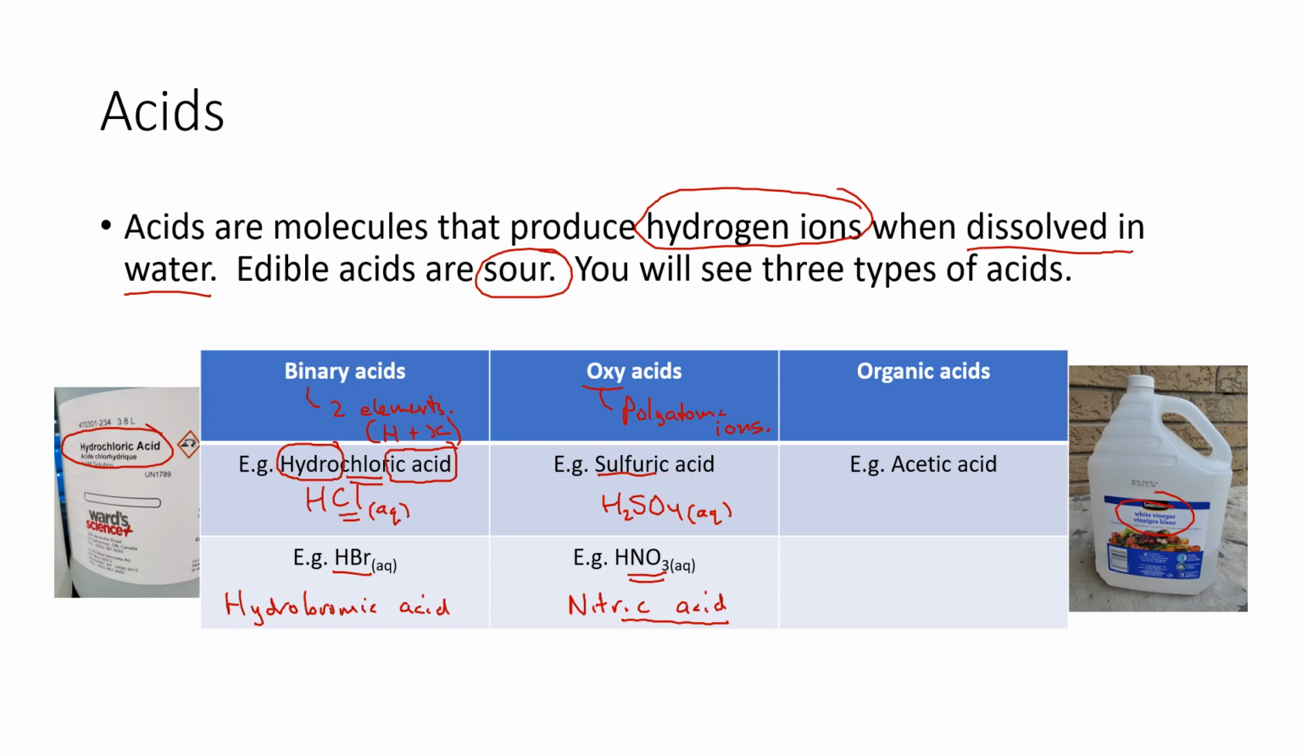Now the last group here are your organic acids. Organic acids all have this component of the molecule that has C, 2 O's, and an H. And if you see the molecule drawn out, it'll look like this. It'll have the C with a double bond O, and then an O to an H. And you put your lone pairs in there and so forth.